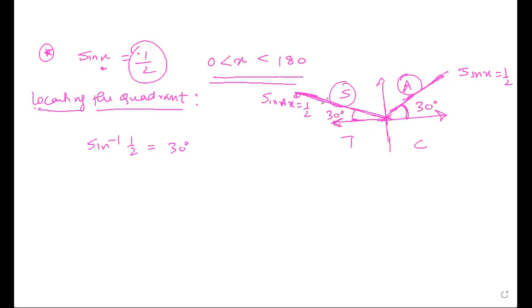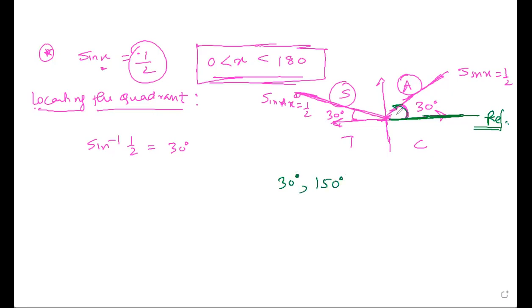Once you locate the positions, you measure the final angle within the range they have given. Let's say the range is between 0 to 180. Each and every angle is measured from the positive direction of the x-axis, which is the reference axis. So the first angle will be 30 degrees. The next angle will be 150 degrees, because this angle, if I write it down, is 150 degrees. So these are the two possible angles for which sine x is half.